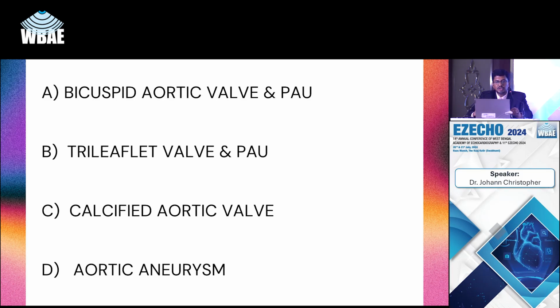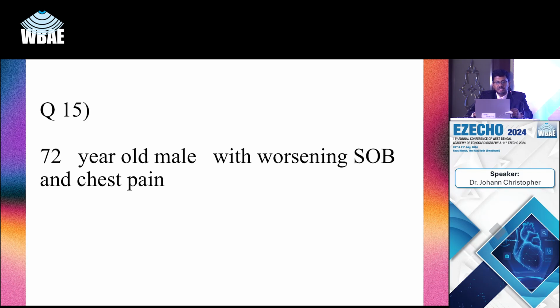And these are your choices. LVOTO with SAM and MR. Left ventricular outflow tract obstruction is present with SAM and significant mitral regurgitation. No LVOTO and SAM and significant MR. Third is LVOTO with no SAM and only mild MR. And the last is LVOTO with a scar and significant MR.